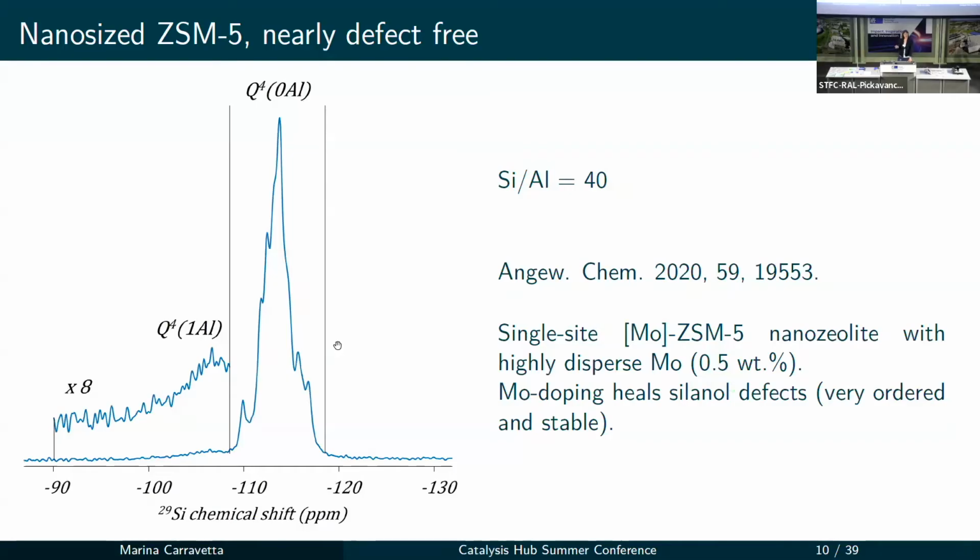So if we look at the conventional 1D NMR spectrum, we have over here, yes, the main Q4 site for the species which don't have any aluminum nearby. And then we have a site here for the species in which there is one aluminum nearby. This is a very minor component because, as I said, we have very few aluminum in this system given the ratio of 40.